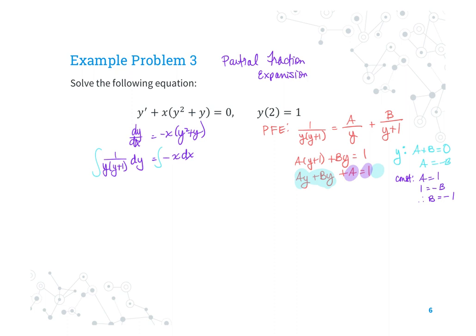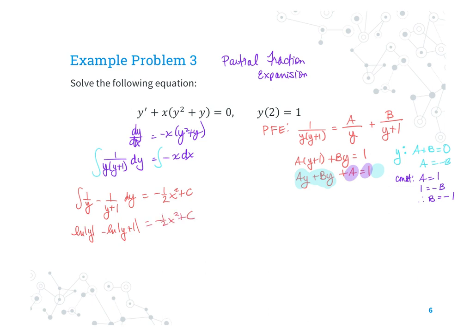So let's do that. So now we're going to have the integral of a over y, so a is 1, so 1 over y. Luckily, we know what that integral is, which is going to be the natural log. And then we're going to have minus 1 over y plus 1. And that's going to be another natural log. And on the right-hand side, we're going to have negative 1/2 x squared plus c. So now we end up with the natural log of y minus the natural log of y plus 1 equaling negative 1/2 x squared plus c.